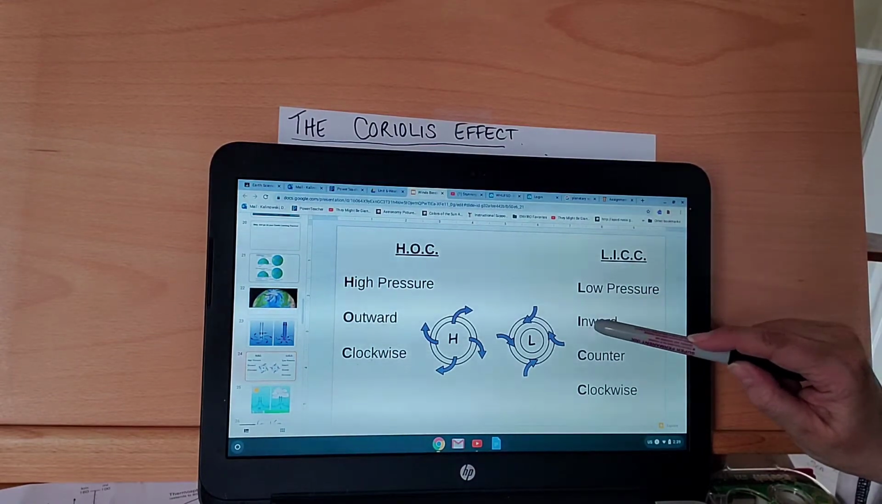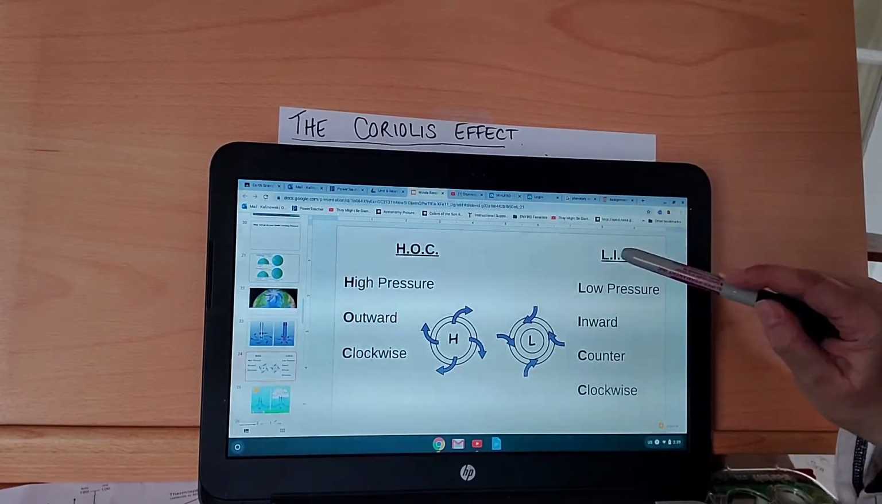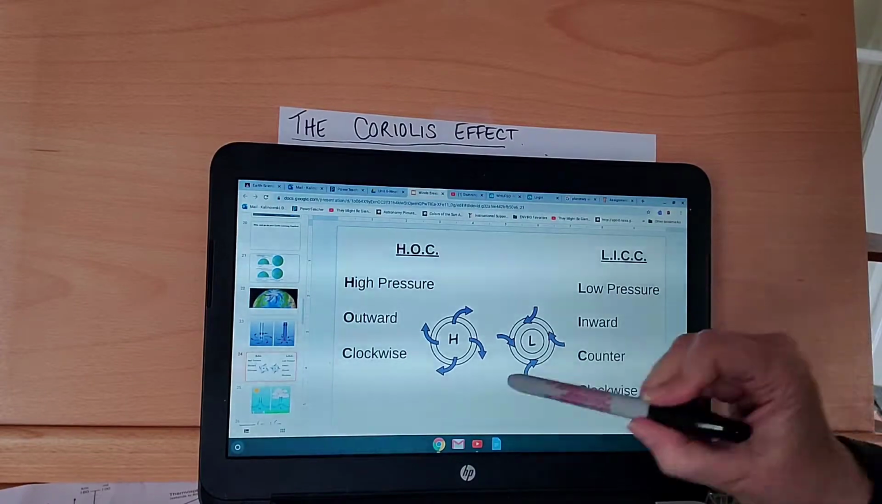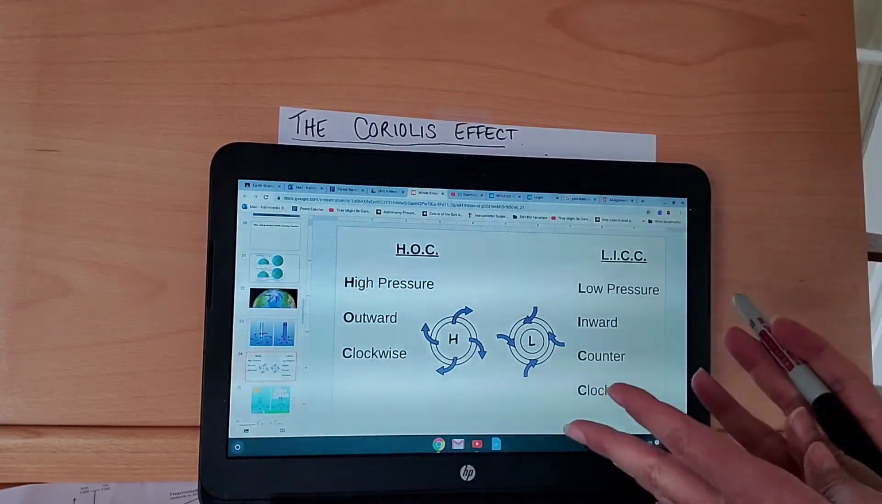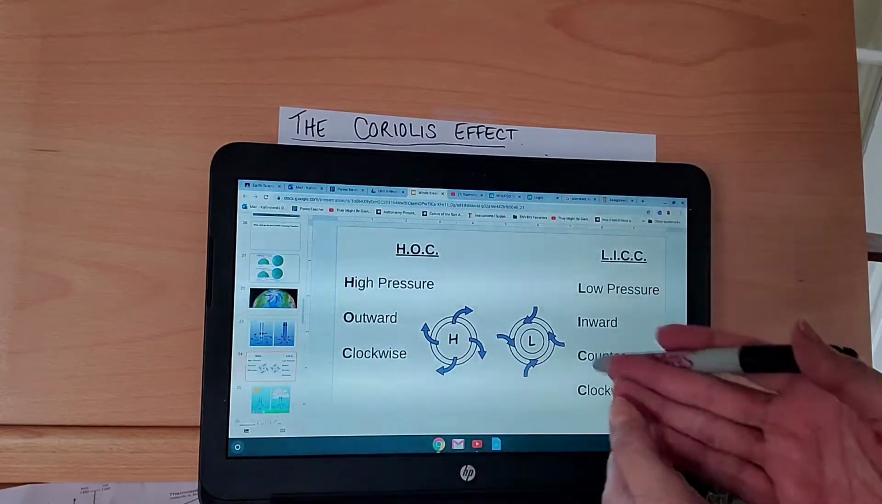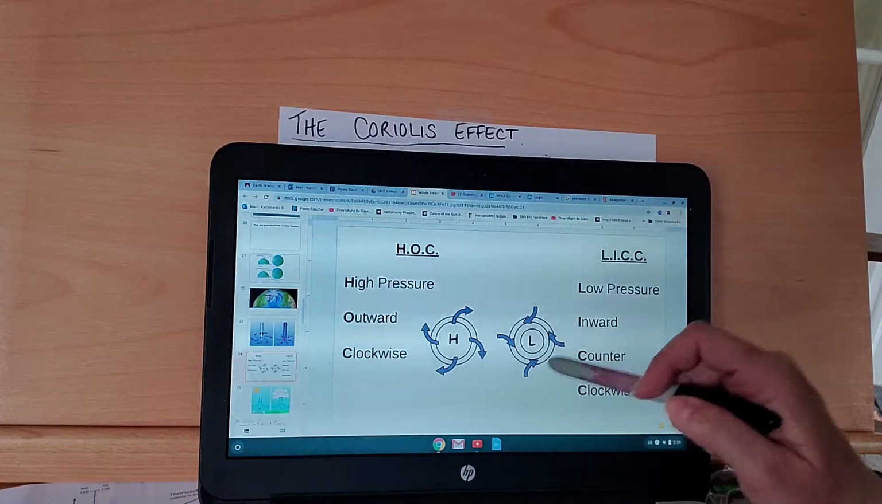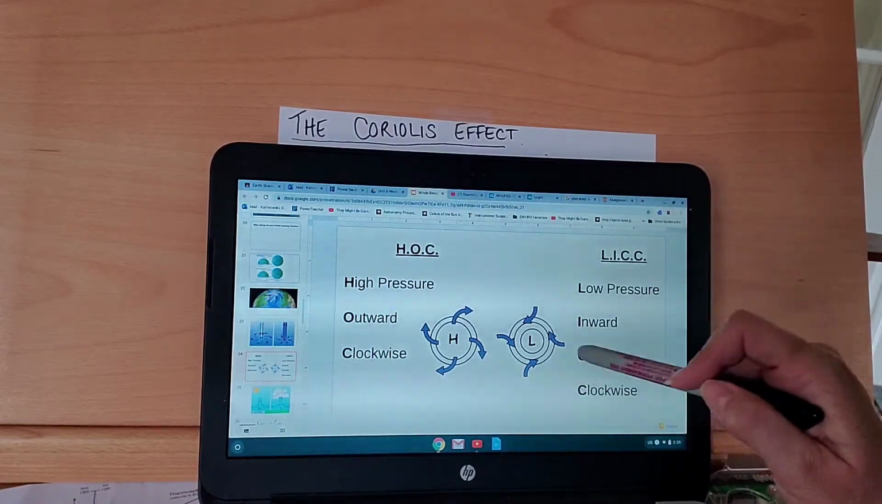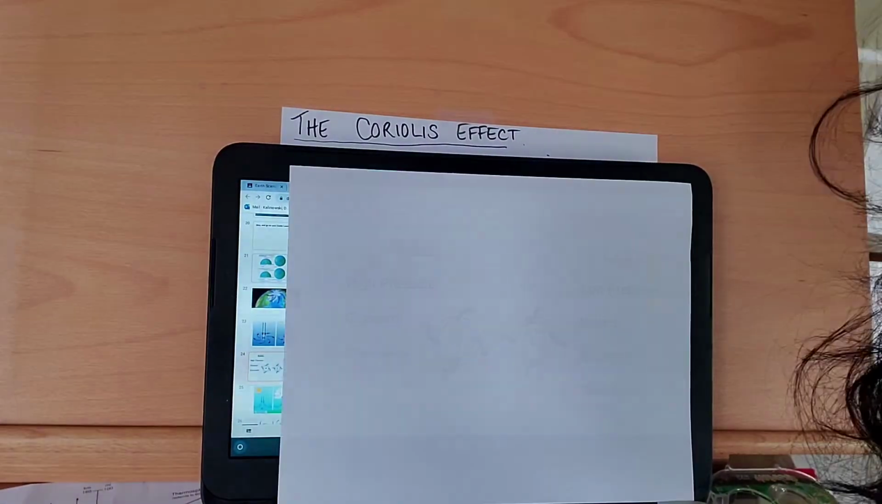Low pressure, inward and counterclockwise. Lick. So now the winds blow from the high to the low, and the lows pull it in. But now it spins the opposite direction, counterclockwise. And I want you to look at these arrows. You have to know how to draw them. I'm going to show you how to draw them right now.